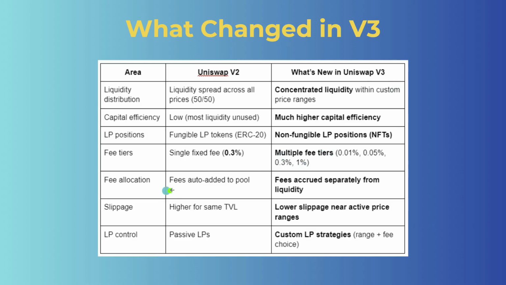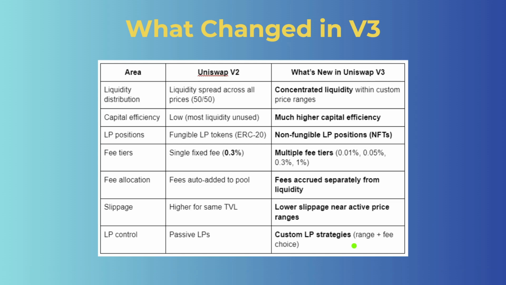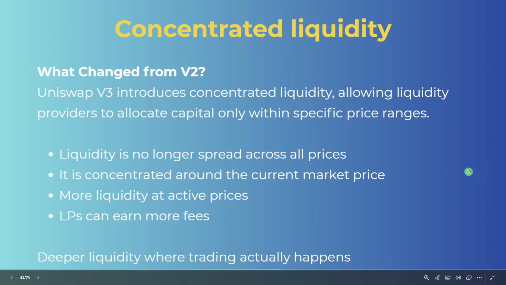Fee allocation. In V2 the fees are automatically added to the pool, while in V3 the fees are accrued separately from the pool. The slippage is higher for the same TVL in V2. In V3, lower slippage near active price ranges. LP control: in V2 there is passive LP, while in V3 there are custom ranges, and LP strategies by using the range plus the fee of choice.